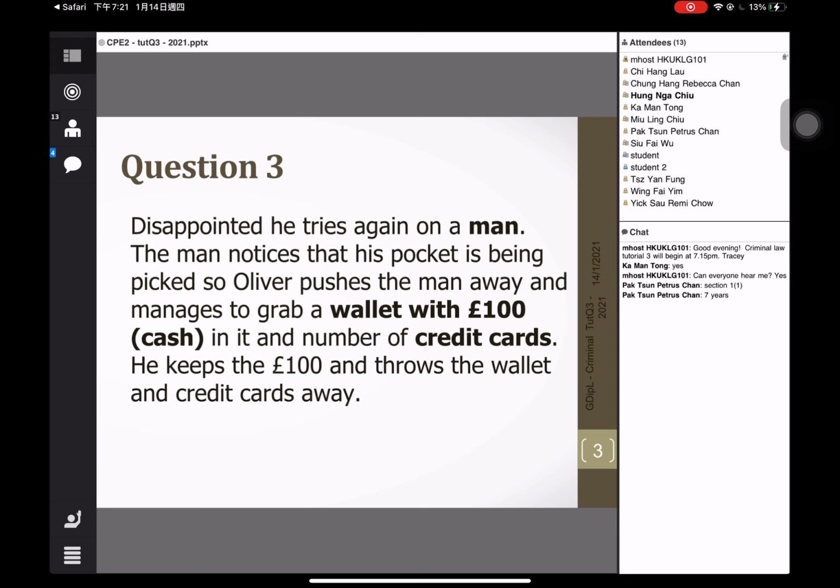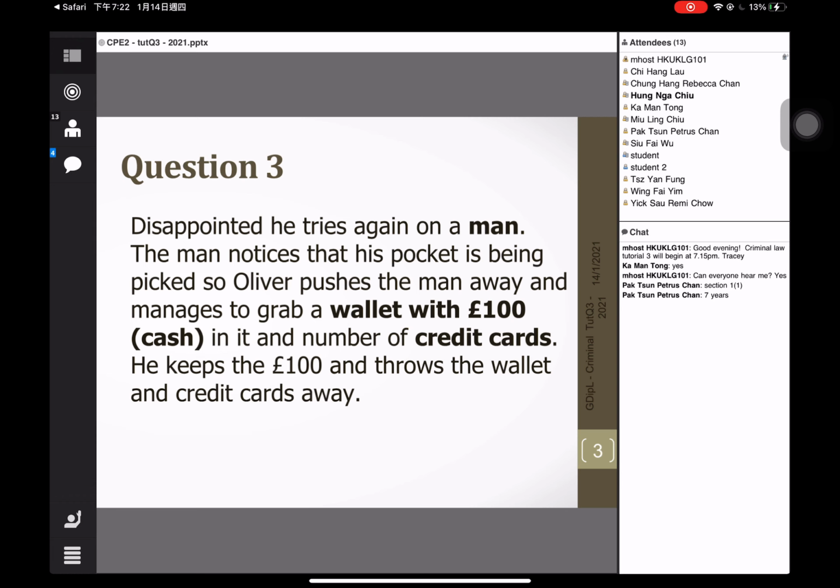Okay, so that will be theft, but because Oliver pushes the man away, there's the application of force and the stealing. We also need to consider robbery. It doesn't look like a likely robbery, and it might be the lower end of the scale, but still technically it could be a robbery. So we'll need to look at that as well.